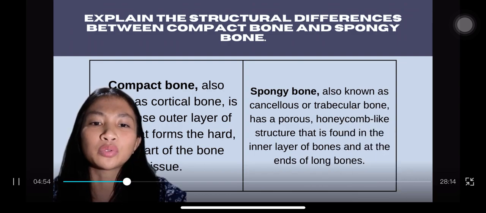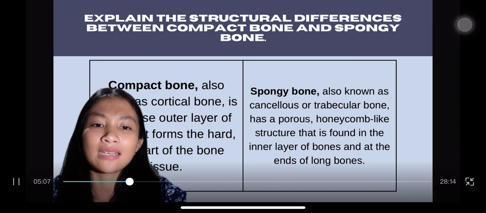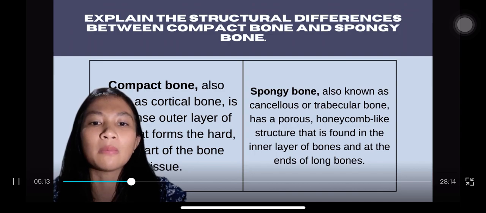Spongy bone, also known as cancellous or trabecular bone, has a porous, honeycomb-like structure that is found in the inner layer of the bone and at the ends of the long bones. It provides balance to the dense and heavy compact bone by making bones lighter so that muscles can move them more easily.